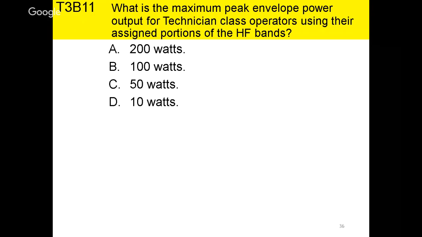When you upgrade to general, you can operate in other portions of the HF bands, and you can also operate at the legal limit of 1,500 watts or 1.5 kilowatts. But for tech class, 200 watts on HF.